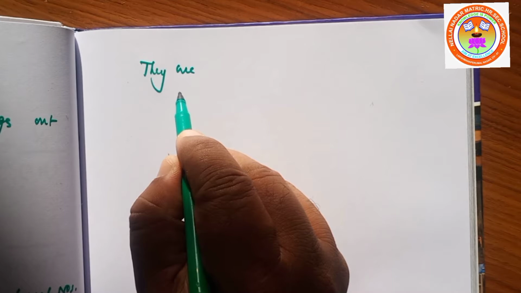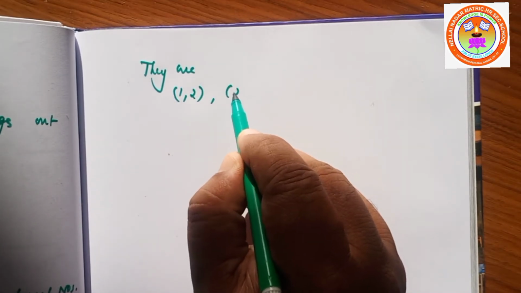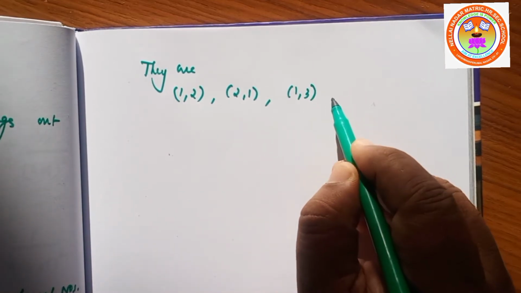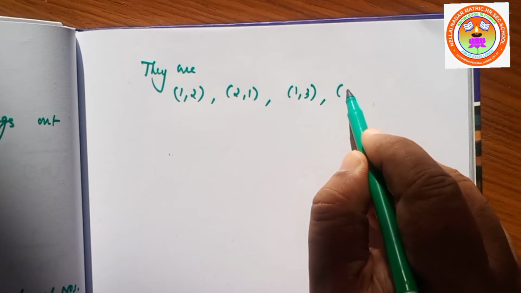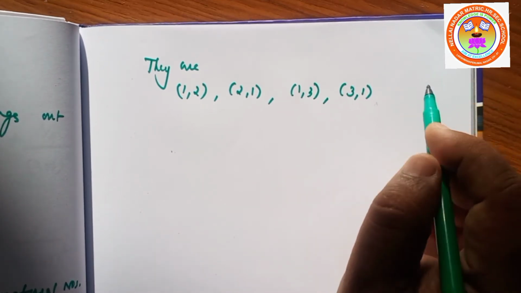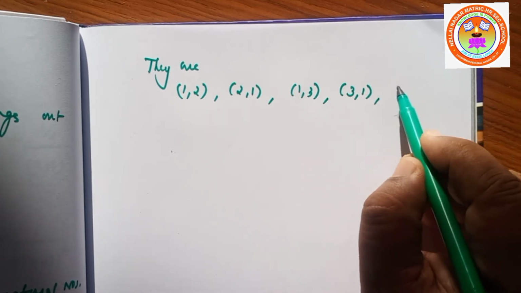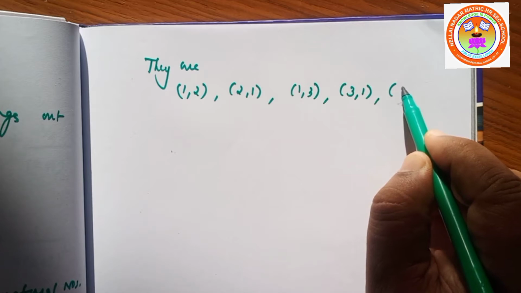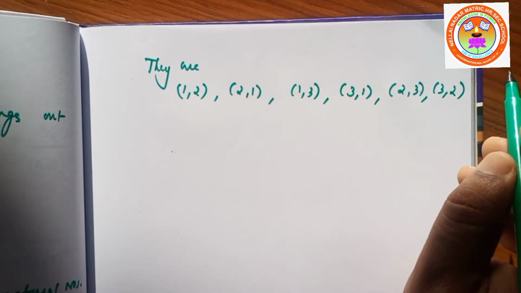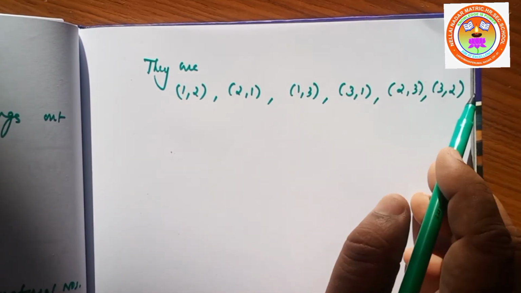I can take 1, 2, and 1, 2 can be arranged as 2, 1. Like that I can take 1, 3, and 1, 3 can be arranged as 3, 1. So we have to select, after that we have to arrange. Selection as well as arrangement is called permutation. Then 2 and 3, and 2 and 3 can be arranged as 3 and 2. These are the 6 ways: 1, 2, 3, 4, 5 and 6.